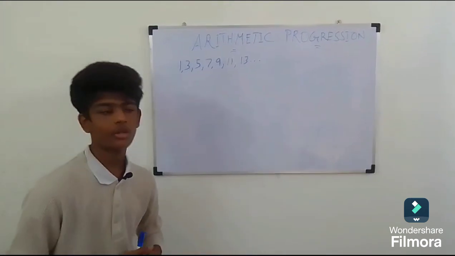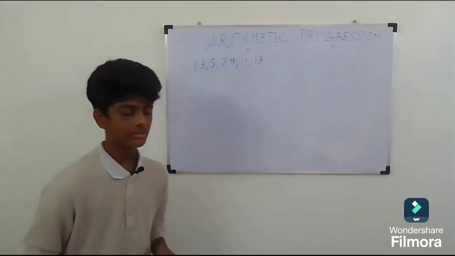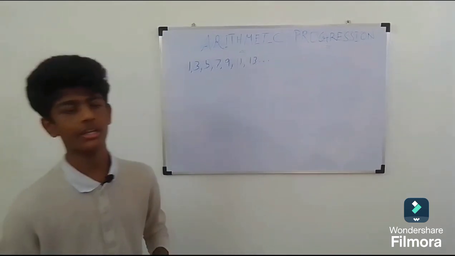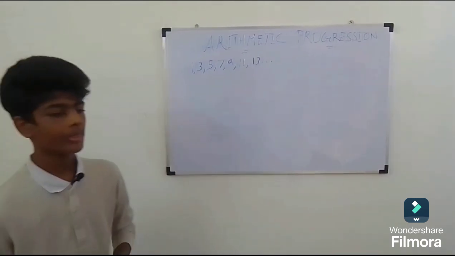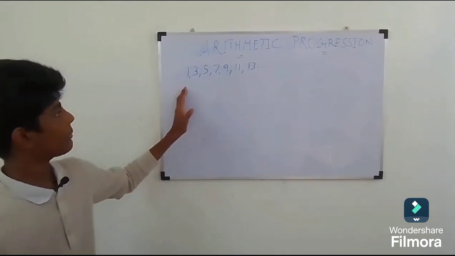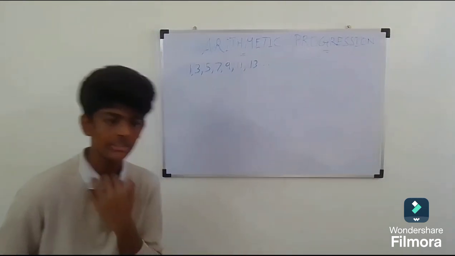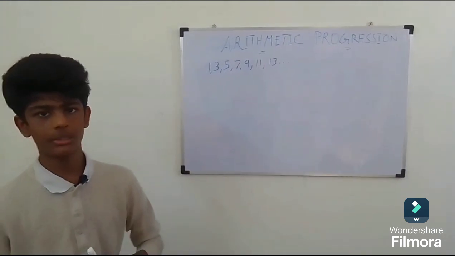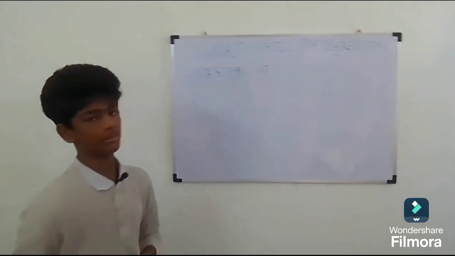This is my second video about arithmetic progression. Today I'm going to teach you about AP. It's an easy subject but pretty hard to understand, but I'll teach you in an easier way. So what is arithmetic progression? Arithmetic progression is a set of numbers which has a constant value. If it doesn't have a constant value, then it's not an arithmetic progression. If it does, then it's an arithmetic progression.